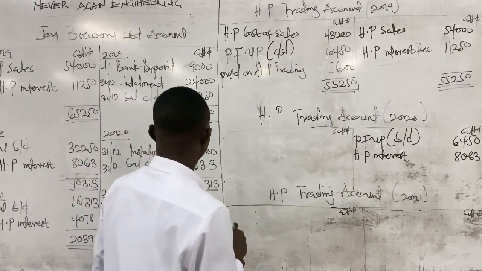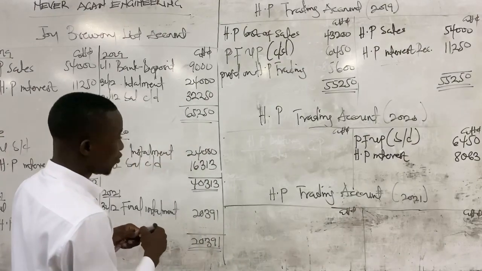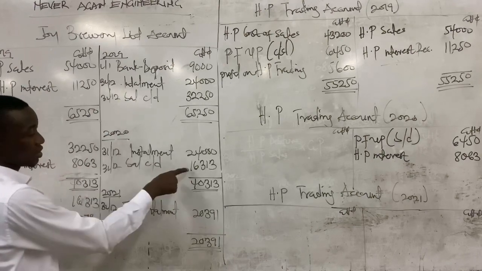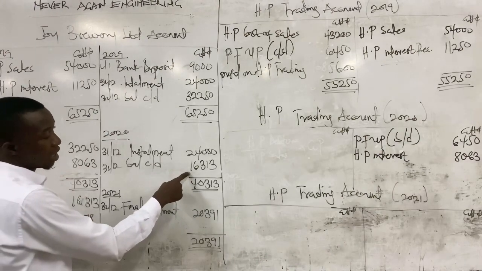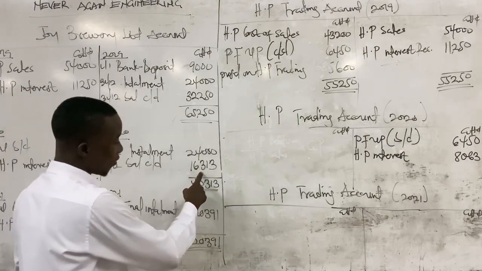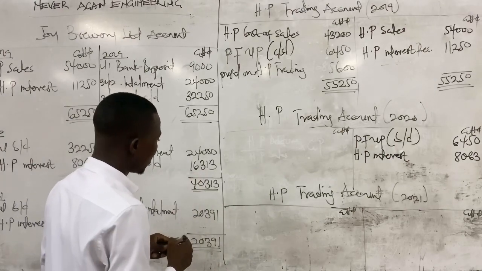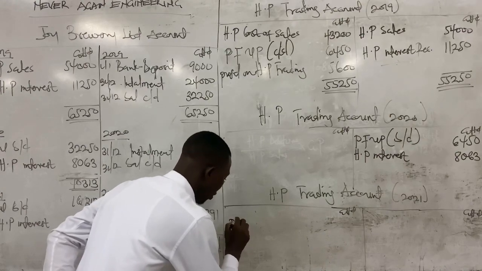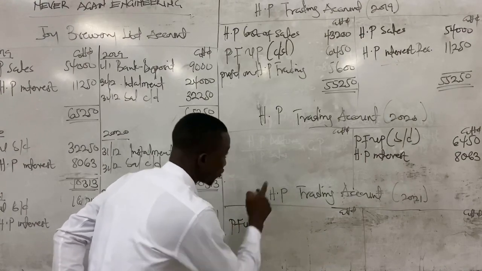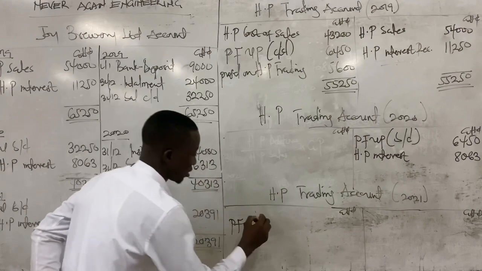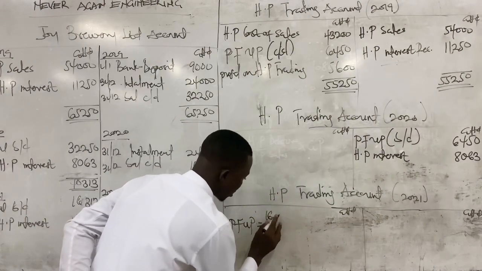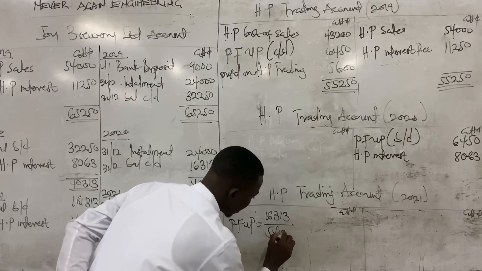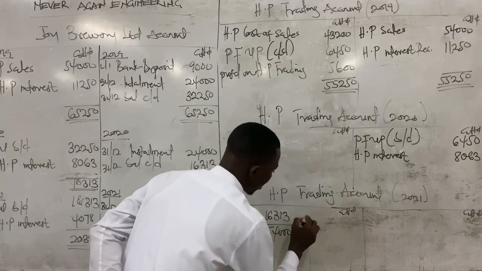So to do that, what we do is that we take the debtors for the remaining balance for 2020. That is the balance carried down, which is 16,313. So provision for unrealized profit for 2020 becomes the debtors balance over the hire purchase sales multiplied by the gross profit.